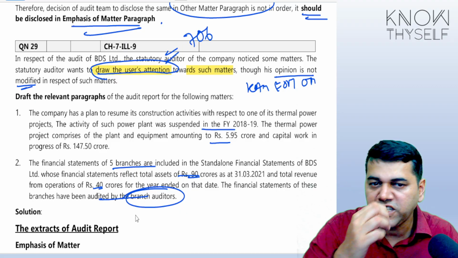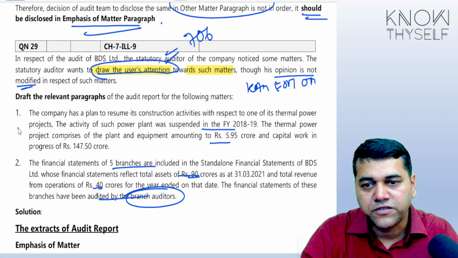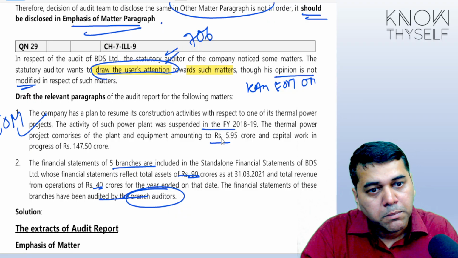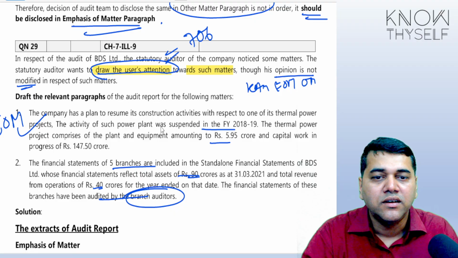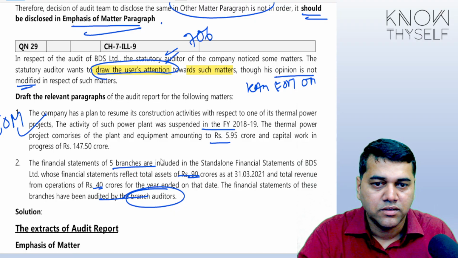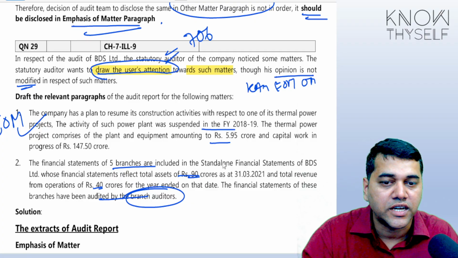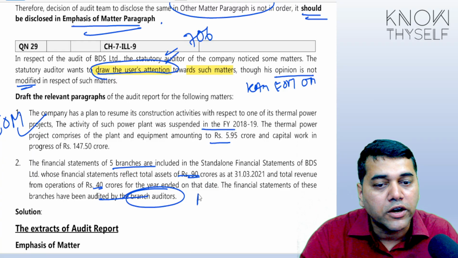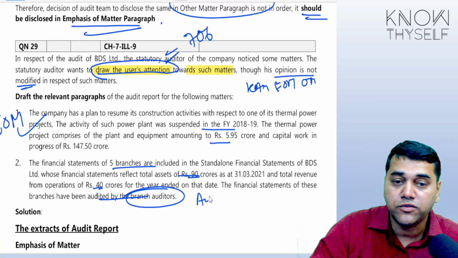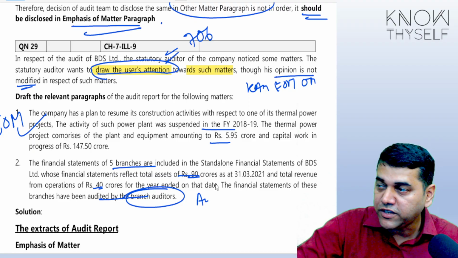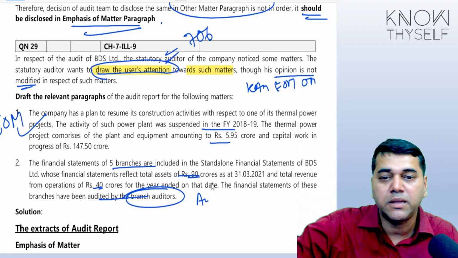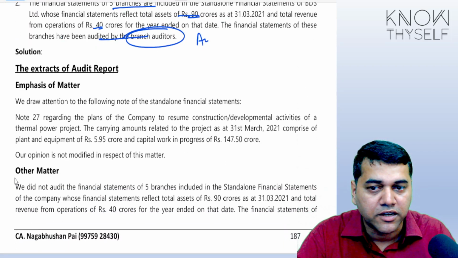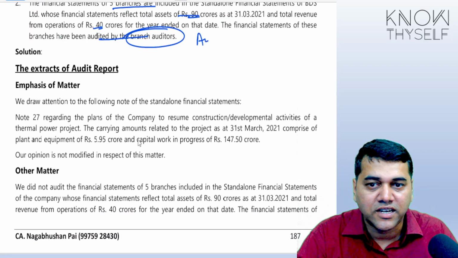Now which one should be reported what? The first one will be reported as an emphasis of matter because this is one of the items properly reported in the financial statements, and it's very fundamental to the user's understanding. But the second is more fundamental to the auditor's responsibility, like which portion of the financial statement you audited and which portion was audited by the branch auditors. That's why the second matter will go as an other matter paragraph. So how to draft, okay, write the extract.